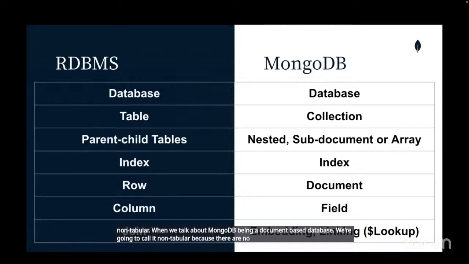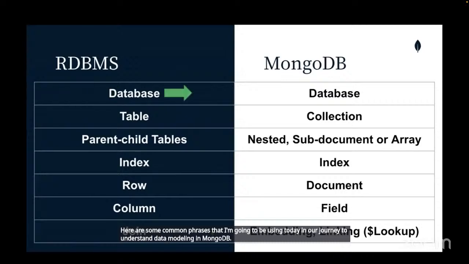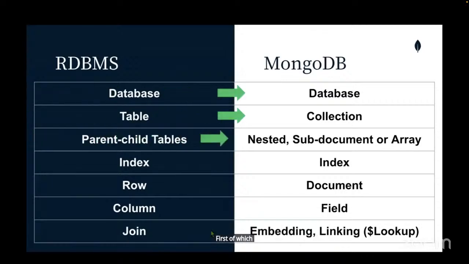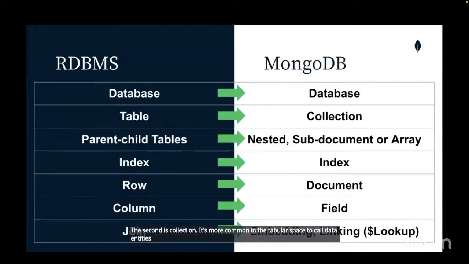And speaking of vernacular and vocabulary, here are some common phrases that I'm going to be using today in our journey to understand data modeling in MongoDB. First of which is database. It's the same in MongoDB between non-tabular, relational, and MongoDB. The second is collection. It's more common in the tabular space to call data entities stored in a table. We're going to refer to those as being stored documents in a collection.